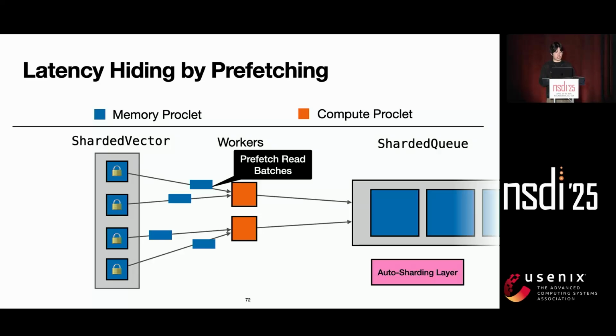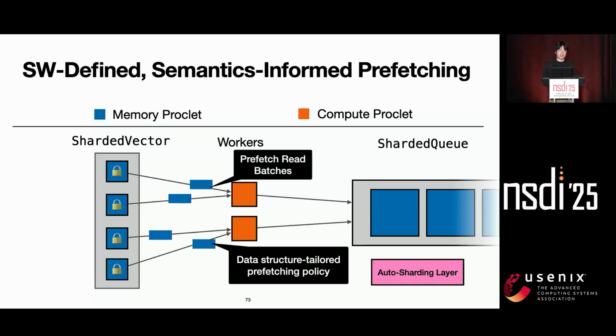When iterating over the sharded vector, Quicksand prefetches sealed data in the background to overlap compute with memory accesses, hiding access latency. Memory proclets support custom prefetching logic that is informed by data structure semantics. For example, an ordered data structure, like the sharded map, can prefetch based on key order rather than memory locality. This differs from hardware prefetchers, which rely on memory layout, or page-level prefetching in memory disaggregation, which results in amplification.